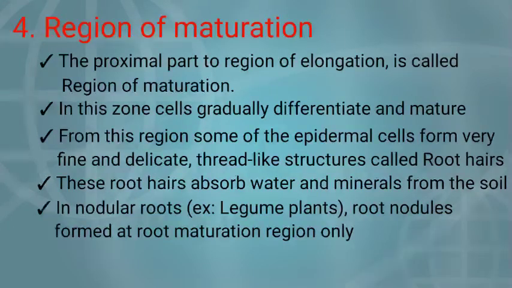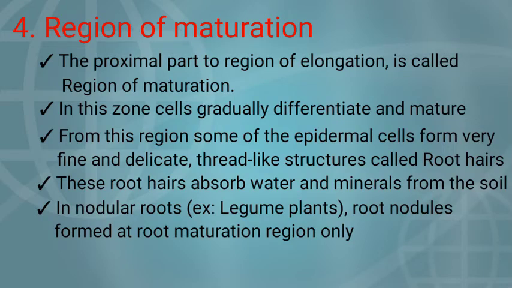The fourth one, region of maturation. The proximal part to region of elongation is called region of maturation. In this zone, cells gradually differentiate and mature, which means all the cells in this region are matured cells. From this region, some of the epidermal cells form very fine and delicate thread-like structures called root hairs. Root hairs help in absorption of water and minerals from soil.